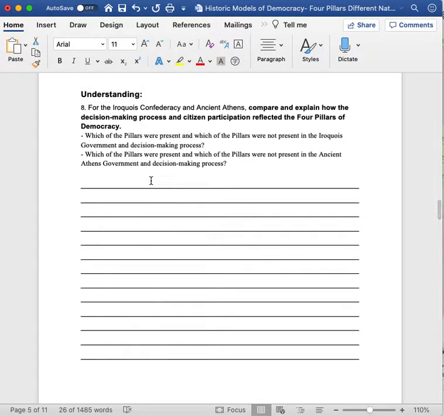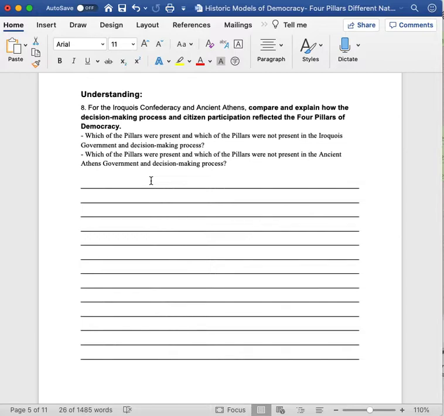And now, for your understanding, this is where you're saying is based on the decision-making process only. So you won't talk about the role of women or the role of men. You're only talking about the government. How were the 4 pillars present or not present? Right? An example would be representation wasn't present in ancient Athenian decision-making. That's because it was a direct democracy and everyone voted themselves. They didn't vote someone in to represent them.